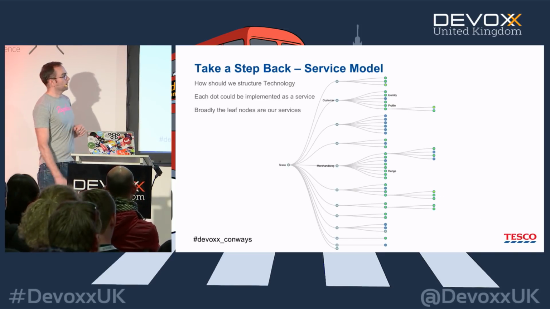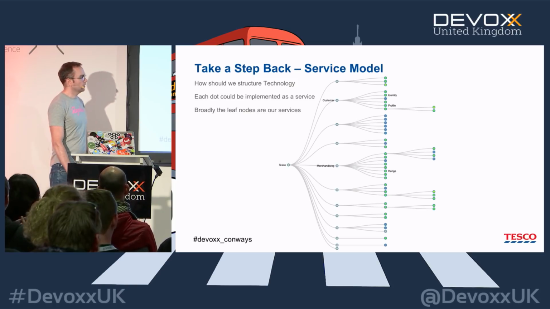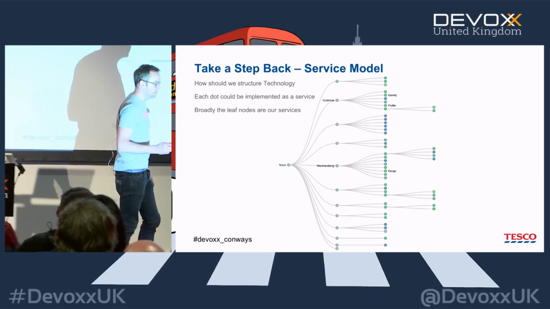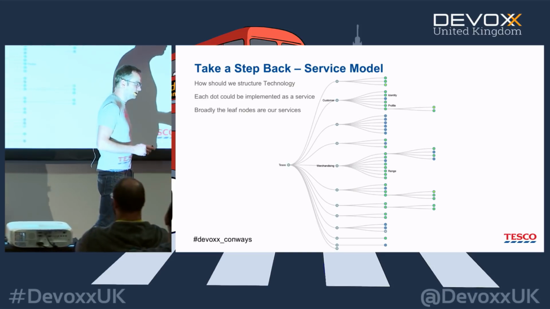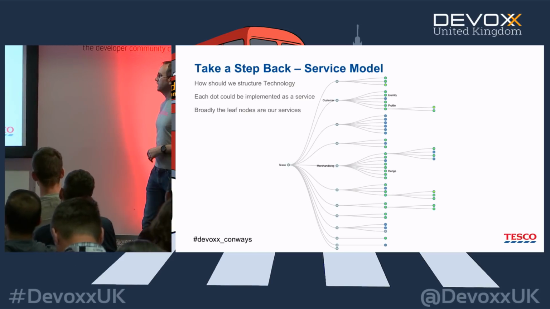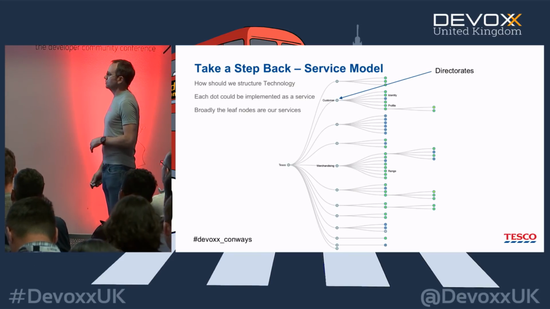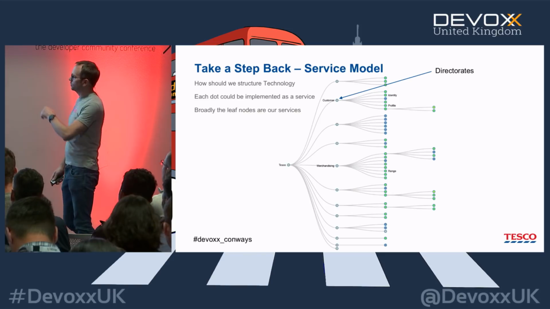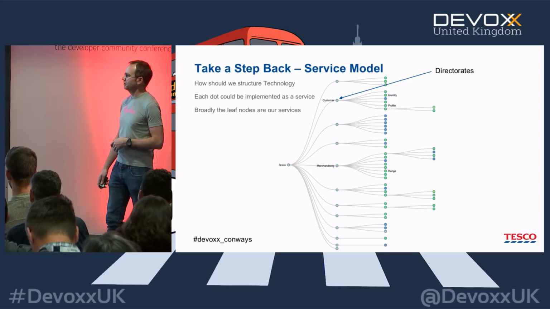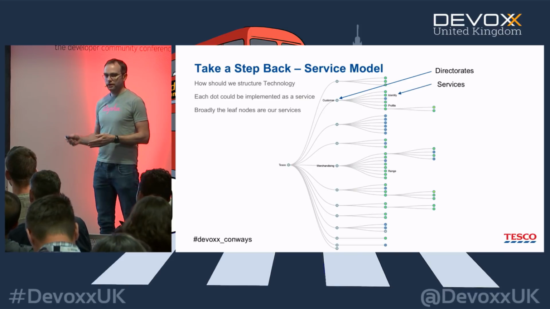So if we take a step back to the service model, the tree diagram that Andy posted earlier, we can start to now explore this in a bit more detail. So we talked about 3 levels of granularity, and I'm going to give a name to them now. So let's call the 12 kind of broad, coarsely grained areas directorates, because they're typically owned by a director sitting over there. Then we break down one step below that into services.